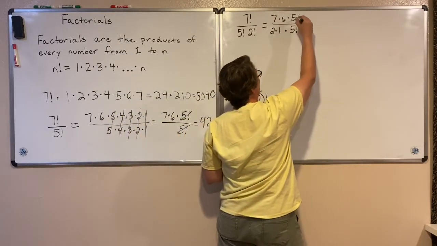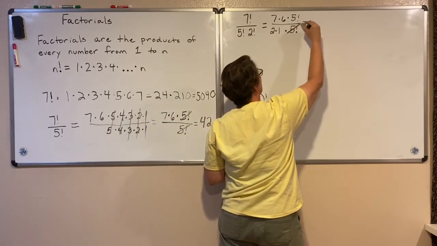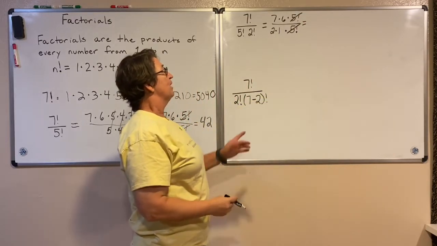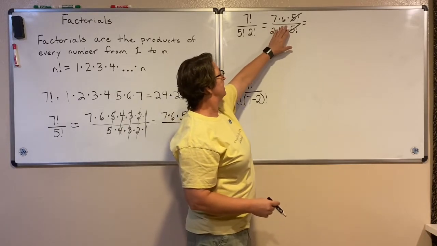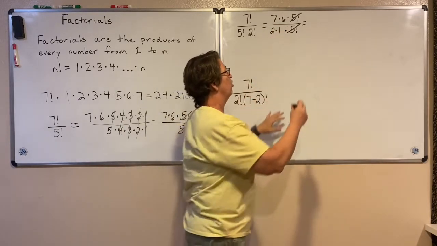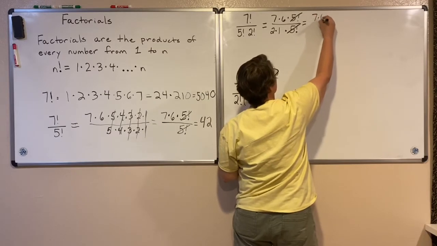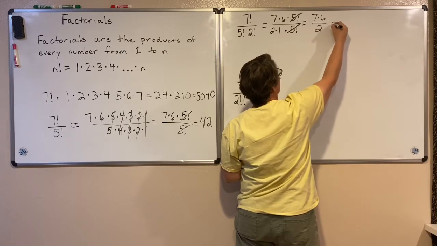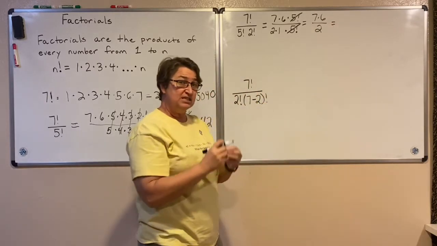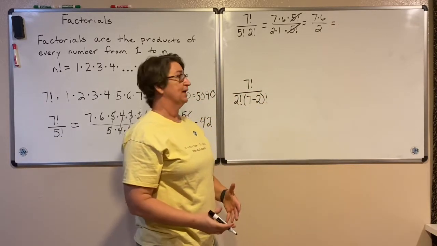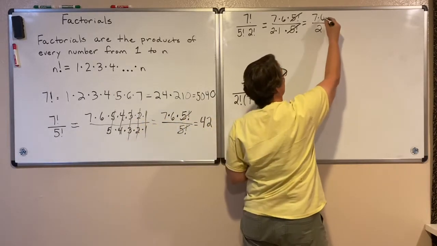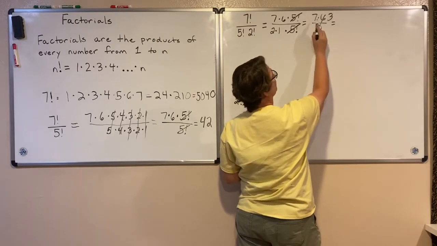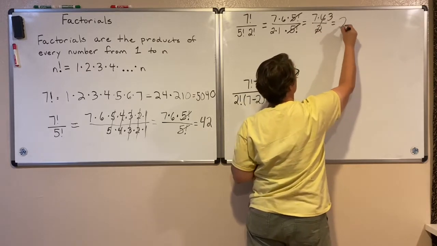So this 5 factorial and that 5 factorial will cancel out, or they will become 1. But I still have 7 times 6 over 2 times 1. I have 7 times 6 over 2 times 1, which is just 2. Again, I'm going to simplify before I multiply. So this 2 can go into that 6 3 times. So now I'm just multiplying 7 times 3, which gives me 21.